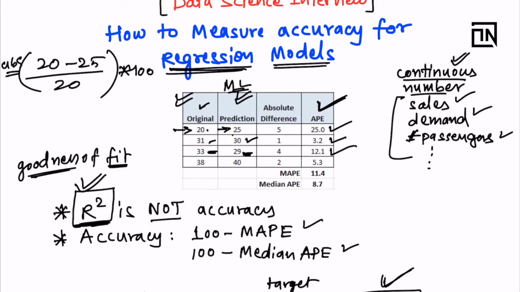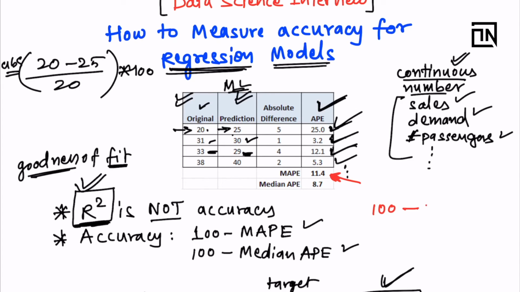In other words, you can say that in every prediction, this is the amount of error I am making. Like here in the first row, I'm making 25%, 3.2%, 12.1%, 5.3% error, and so on. So if I have to tell my client how accurate my model is, I'll try to calculate on average how much error I am making. So this is that value, the MAPE, which is nothing but the mean of this whole column.